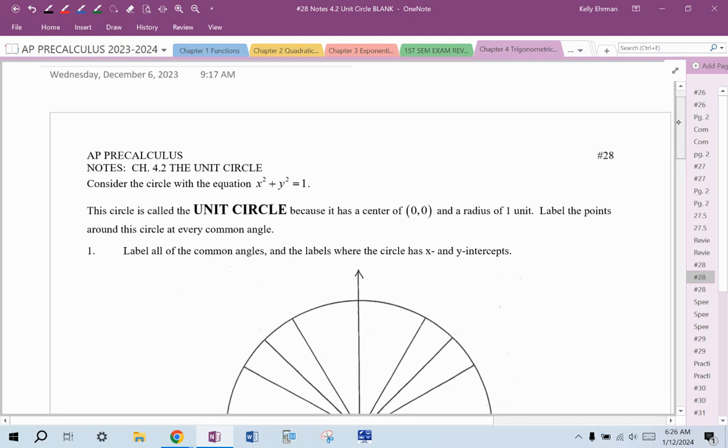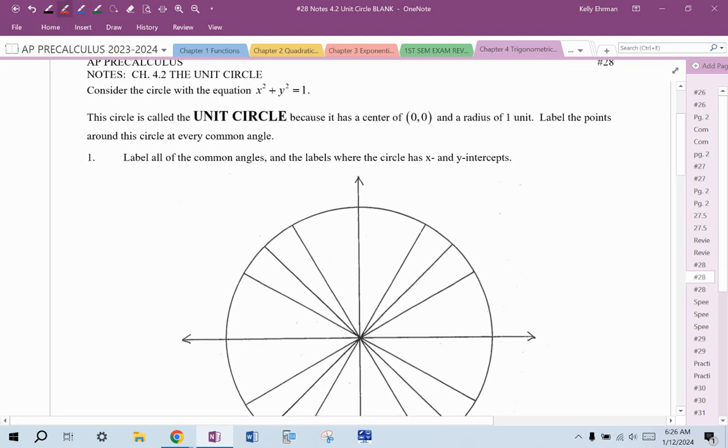All right, so we're beginning to look at unit circle trig. The first thing is, let's remind ourselves what a circle equation is. If we had the equation x squared plus y squared equals 1, we should know from previous years that that circle has a center of (0, 0), and circle equations are always equal to r squared. So this circle has a radius of 1 unit.